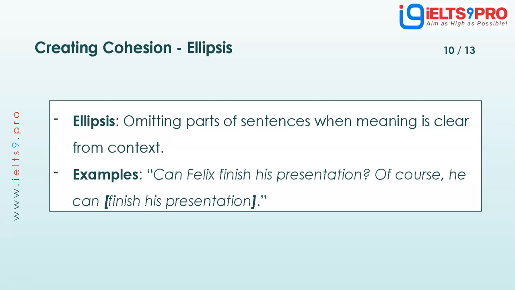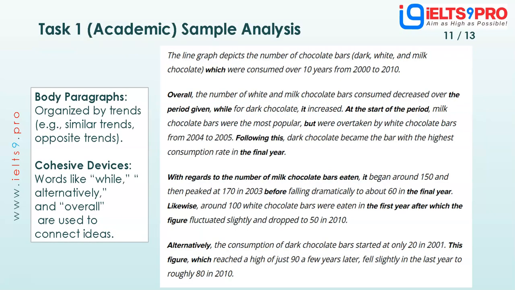Ellipsis. When you omit parts when the meaning is clear from the context. Can Felix finish his presentation? Of course he can finish his presentation. You don't need to include the second use of finish his presentation. Ellipsis, a very useful tool.